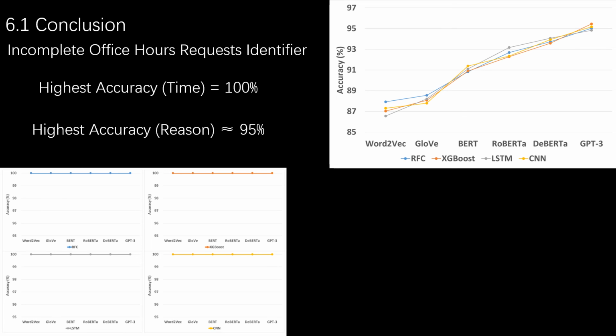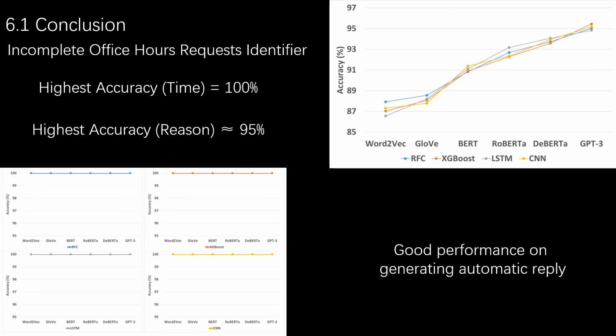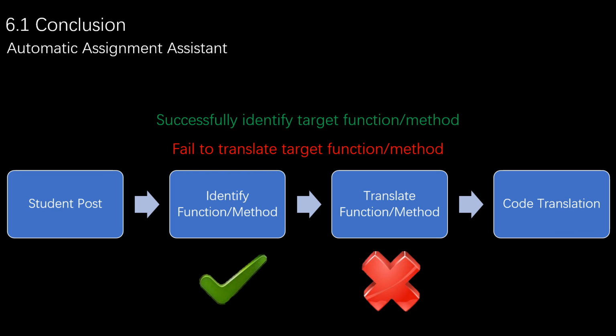In the incomplete office hour request module, we managed to achieve 100% accuracy for all model combinations when identifying the time component, and the highest accuracy of over 95% using the GPT-3 model for the reason component. We also found that the model was capable of identifying the deficiency in students' requests and generating satisfying automatic replies. In the automatic assignment assistant module, despite the unsatisfying translation of the solution code, we successfully showed that the model is capable of identifying students' questions about specific code implementations.